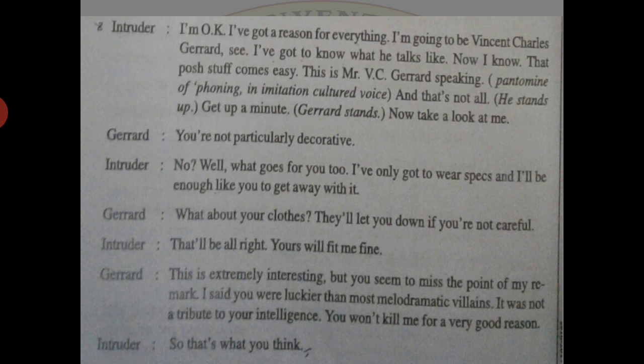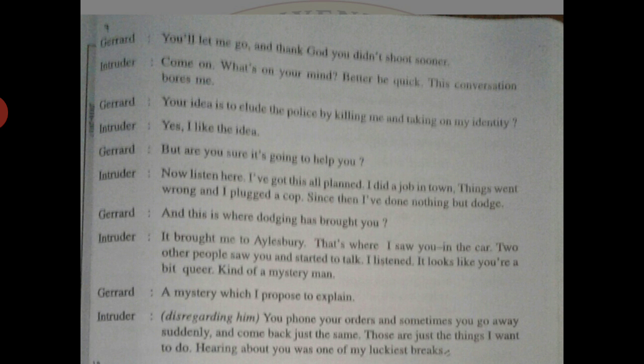So what will happen? He will neither be harmed nor hanged for another murder, the one murder he had already done of the policeman, and the second murder of Gerard. So Gerard expresses his desire to know what the intruder will gain by killing him. So he says that if he murders him, that will grant him freedom. He can go at his will as Gerard to places and do things.